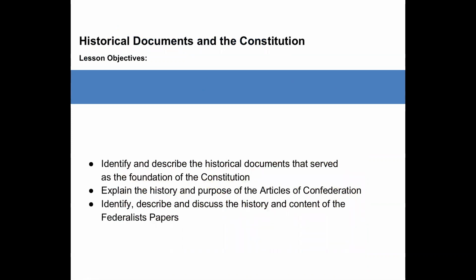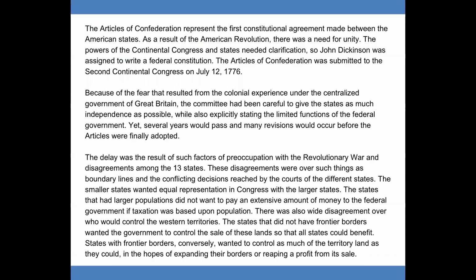Our lesson objectives are: identify and describe the historical documents that served as the foundation of the Constitution, explain the history and purpose of the Articles of Confederation, identify, describe, and discuss the history and content of the Federalist Papers.